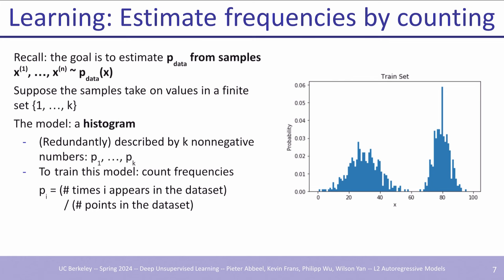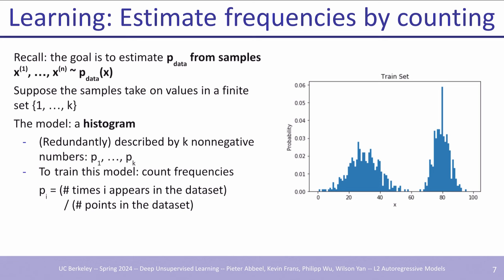Okay, let's say we just need to model a one-dimensional distribution. Maybe we have a data set and the samples are integers from, let's say, 0 through 100 is what they can be. And here's what our data set looks like. That's our train set. We have a good fraction that land around 80, a good fraction that are clustered around 30, and then it tails off from there in both cases. That's our data.